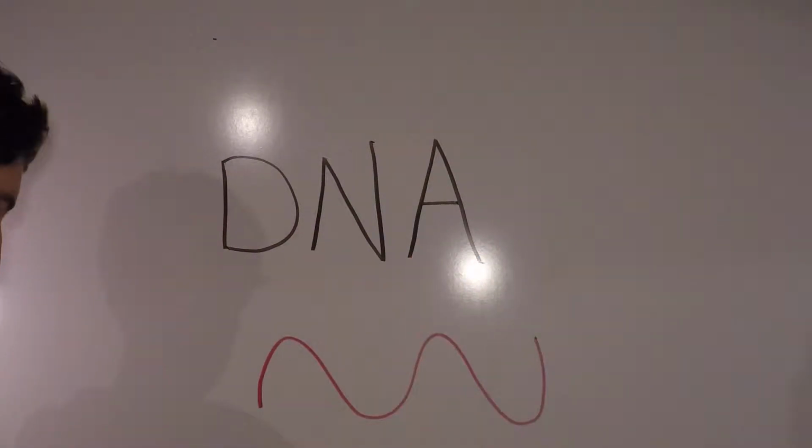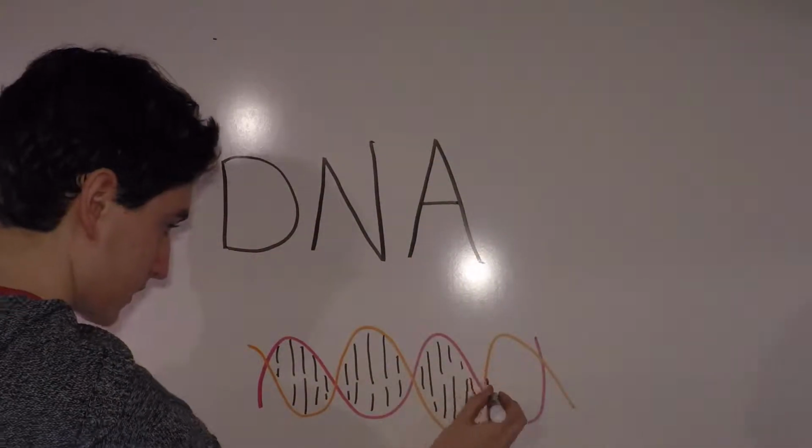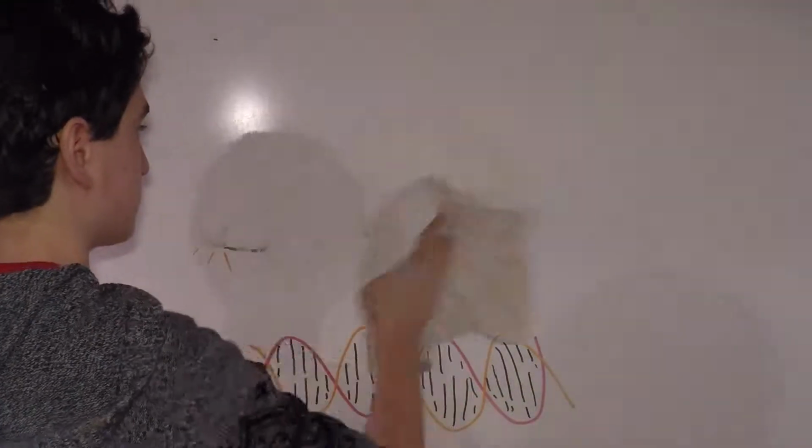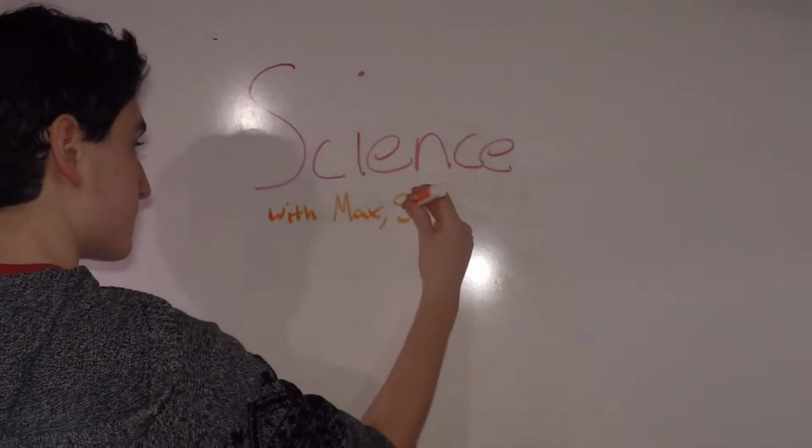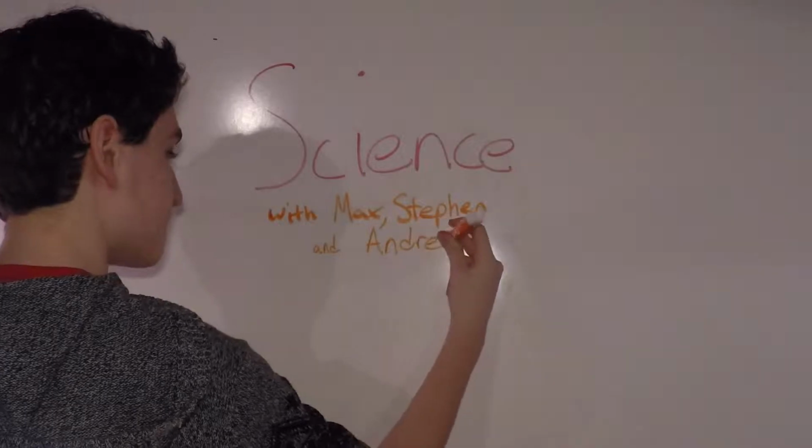DNA is the molecule that defines each and every one of us. It is smaller than the eye can see, but it is found in each and every cell in our body. Everyone's heard that before, but what exactly is DNA and how does it work? That's what we'll be learning today in science with Max, Andrew, and Stephen.